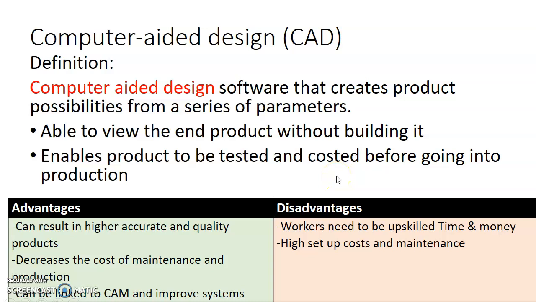Again, think about business objectives. Your business objectives need to be at the heart of every process that you take into consideration. Now again, the advantages: it can result in higher accuracy and quality products, decreases the cost of maintenance and production, and can be linked to CAM and improved systems. Now CAM is computer aided manufacturing. I'm going to discuss that in the next slide. Disadvantages: workers need to be upskilled. It involves time and money, and high setup costs and maintenance.